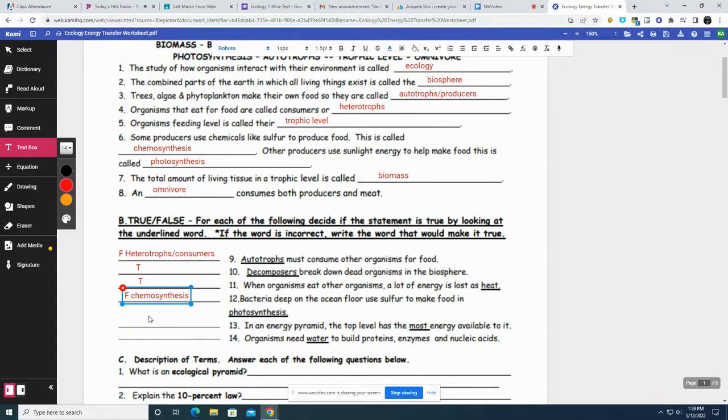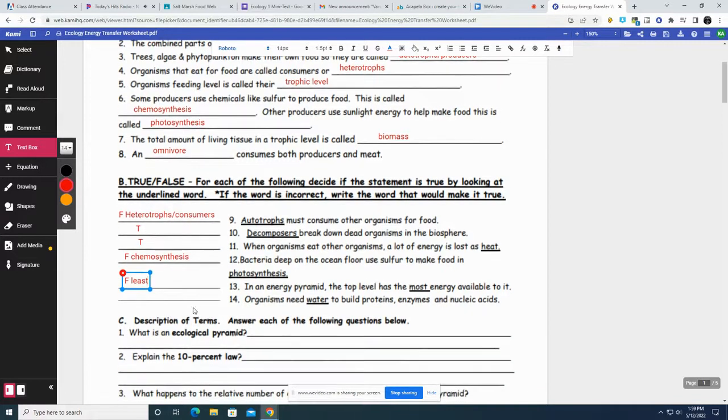Thirteen, in an energy pyramid, the top level has the most energy available to it. That's false. To make it true, it's the least. Because a pyramid is big on the bottom and really pointy and small on the top. It's a triangle. So remember, the 10% law, only 10% gets passed every time it goes up the food chain. So the ones at the top have the least amount of energy.